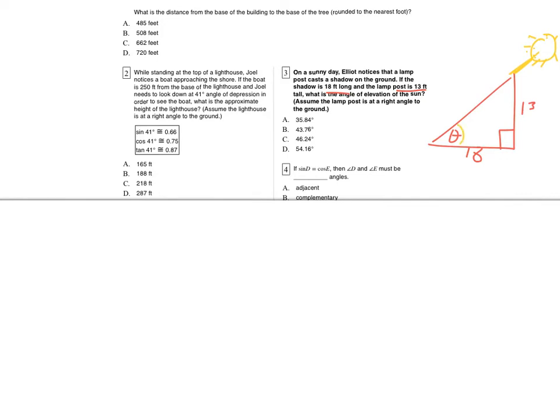So what I would do here is set up a tangent. I'm going to say tangent of theta, which I don't know, equals 13 over 18. And then we always get rid of this tangent to find the angle using tan inverse. And so theta equals tan inverse of 13 over 18.